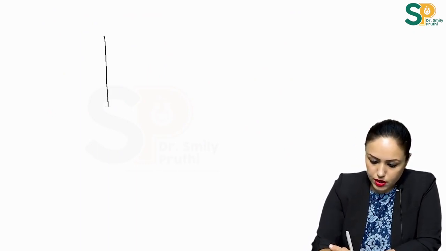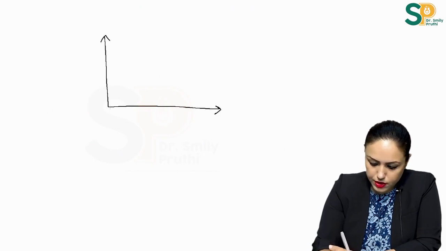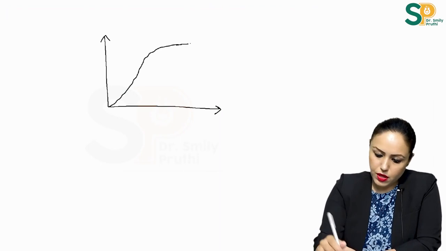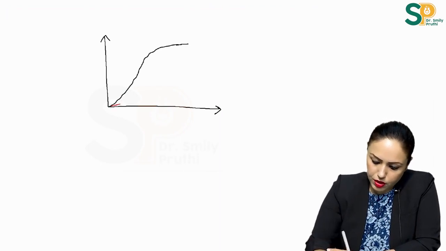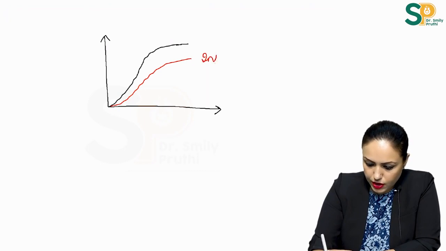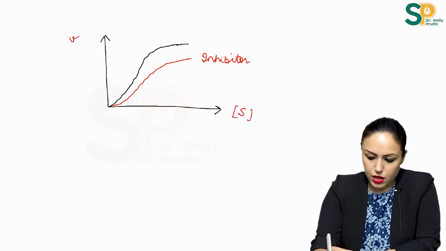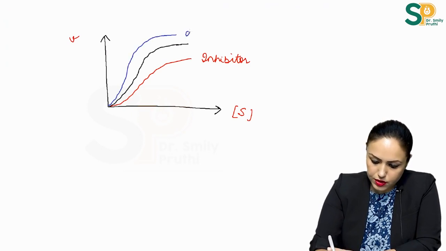Now, what will be the change in the graph when an activator or inhibitor comes for the allosteric enzyme? So see this graph. Let's say this is the sigmoidal graph. Now, when an inhibitor comes, the graph is shifted downwards. The graph is between substrate concentration and velocity. Now, if an activator comes, the graph is shifted upwards.